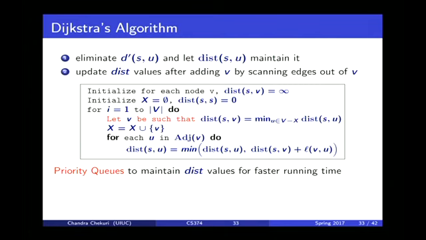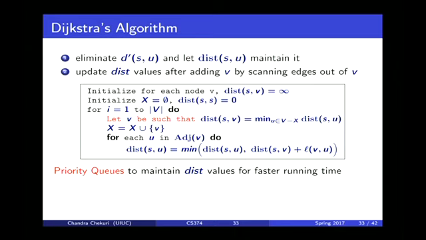So once you pull the new guy into the list X, you update the d prime values by just looking at the old value and the new distance you might get by going through the new vertex. That's the only difference. Okay, is the algorithm clear?